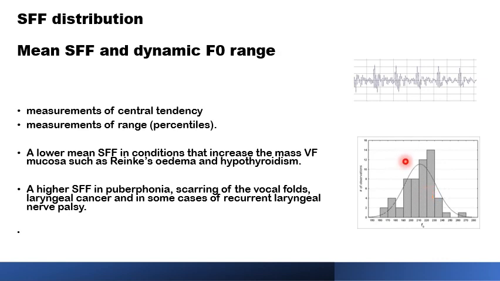We would know that if the mean speech fundamental frequency is shifted to the lower frequencies, there may be an increase in the vocal fold mucosa mass, with conditions such as polypoidal degeneration of the vocal folds, Reinke's edema, or hypothyroidism. Or if the mean values shift towards the higher frequencies, we would know that there is increased scarring or stiffness of the vocal folds, puberphonia, and also laryngeal cancers, and some cases of recurrent laryngeal nerve palsy.